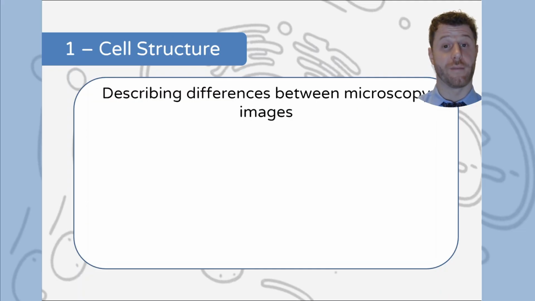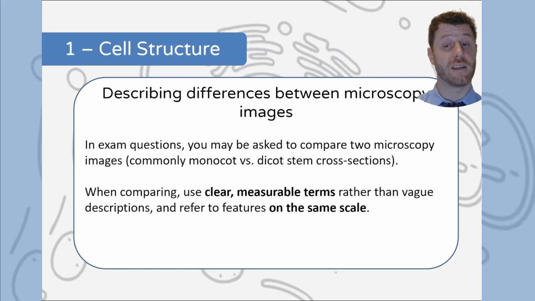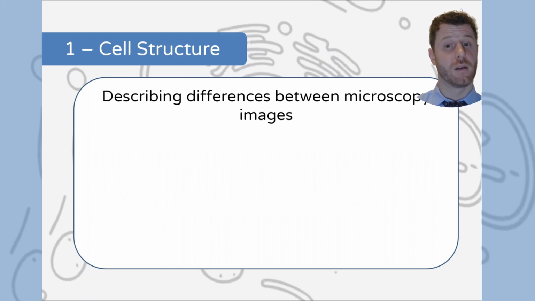The last tip that I have for you is actually more of a question that often comes up. It comes up at the end of the microscope section of the paper, and they ask you to compare two things. More often than not, this is a large tissue diagram of stems or roots or leaves in a monocot versus a dicot plant. Those are two different types of plant. When comparing, you need to make sure you use clear, measurable terms and that they're on the same scale. What do I mean by that?